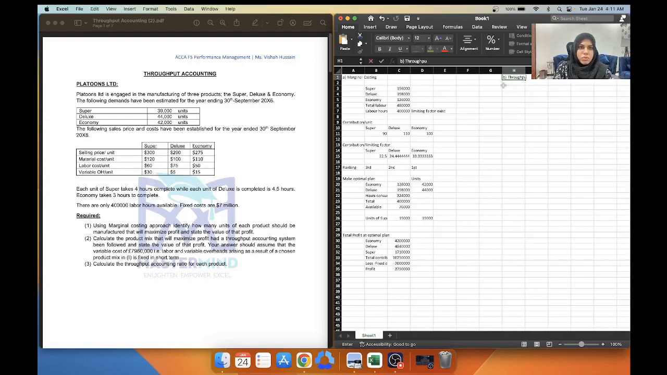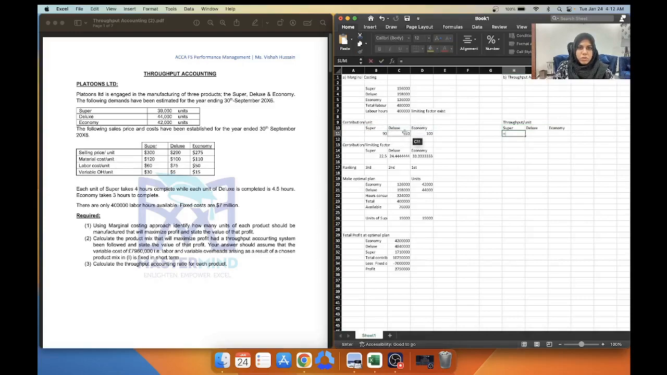Now moving towards throughput accounting. How will you go about it? The first step is already done. We have already identified that a limiting factor does exist. So let's come to the second step. Throughput per unit. Let's just copy this over here.